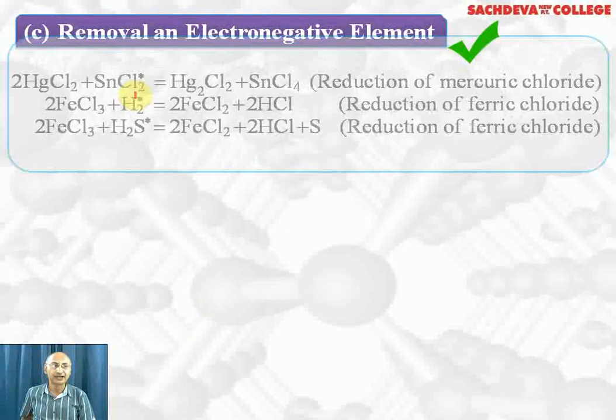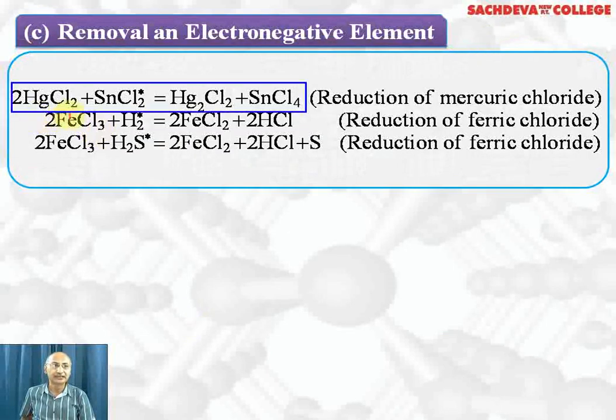Removal of an electronegative element. 2HgCl2, that is mercury chloride or mercury 2 chloride, is being reduced with the help of SnCl2 to get mercurous chloride plus SnCl4, that is stannic chloride. Here mercuric chloride, which is popularly called corrosive sublimate, is being reduced to mercurous chloride, which is called calomel. So this process is reduction of Hg plus 2 to Hg plus 1.